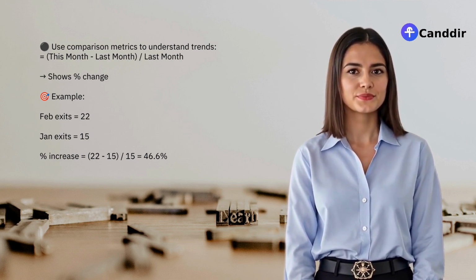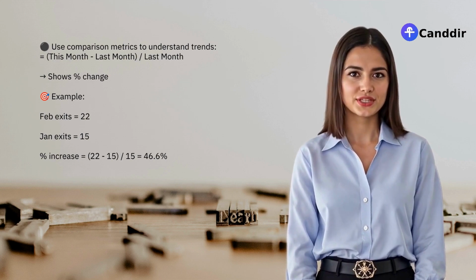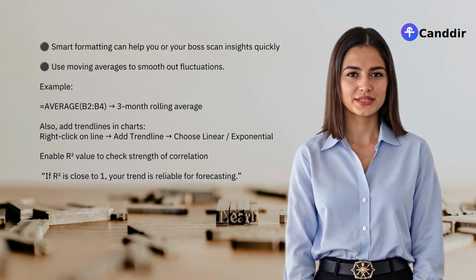Next example. If sourcing from LinkedIn gives better offer acceptance over Naukri, reallocate budget. Use comparison metrics to understand trends. Part 6. Adding conditional formatting to spot trends.